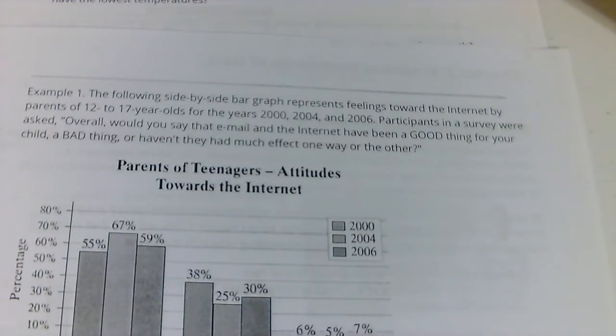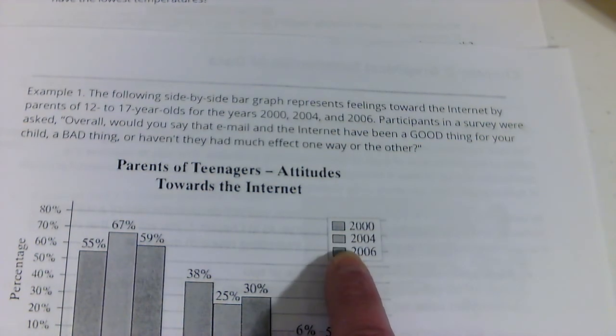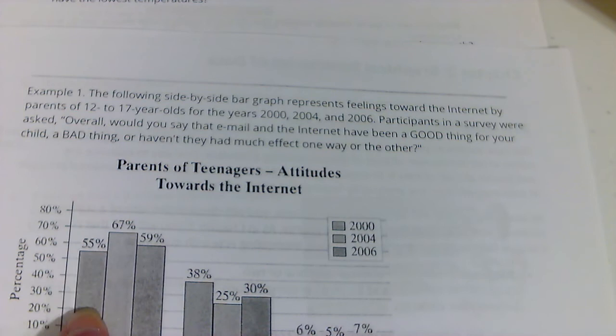So in our first example, we have a side-by-side bar graph. That's just meaning we have data represented all in one graph. So side-by-side bar graph representing feelings toward the internet from parents of 12 to 17-year-olds for the years 2000, 2004, and 2006. So the first bar is 2000, 2004, 2006. Participants in a survey were asked, overall, would you say that email and the internet have been a good thing for your child, a bad thing, or haven't had much effect one way or the other?